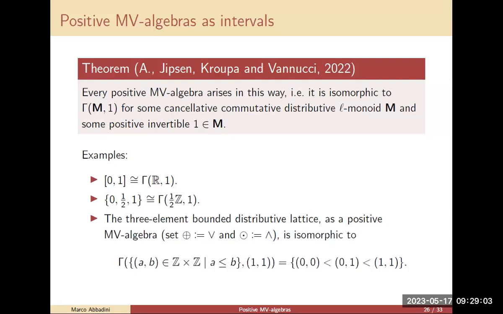of? We take inspiration from Gelfand duality theory. We take 2 points, the 2-element set, the 2-chain. We take the order-preserving functions to Z. Or in other words, you take the pairs A, B in Z times Z, where A is less than or equal to B. If you take the interval between (0,0) and (1,1), you get a 3-element algebra, which is precisely the chain, the bounded distributive lattice of 3 elements.